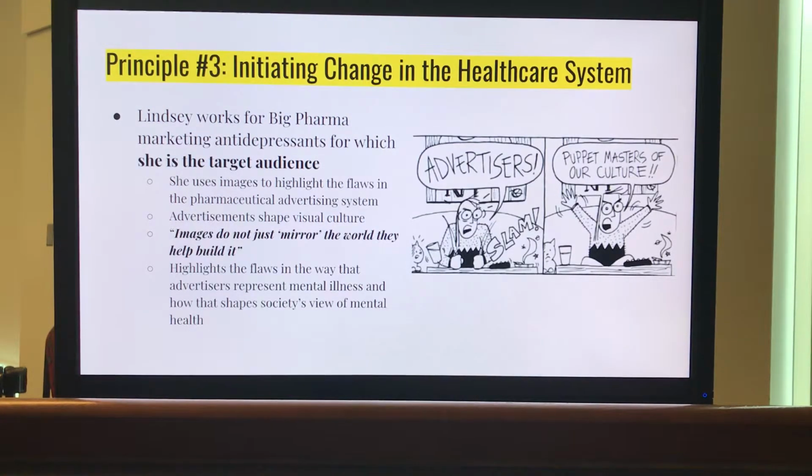Principle number 3 is initiating change in the healthcare system. Lindsay does this first by describing her time working for Big Pharma, marketing antidepressants for which she herself is the target audience. She uses her images to highlight the flaws in the pharmaceutical advertising system, especially as advertisements shape visual culture, and highlighting the flaws in the way that advertisers represent mental illness and how that shapes society's view of mental health as a whole.